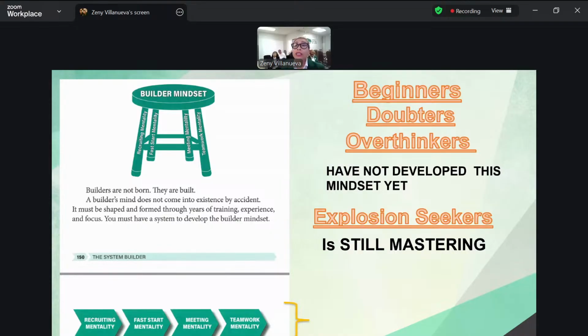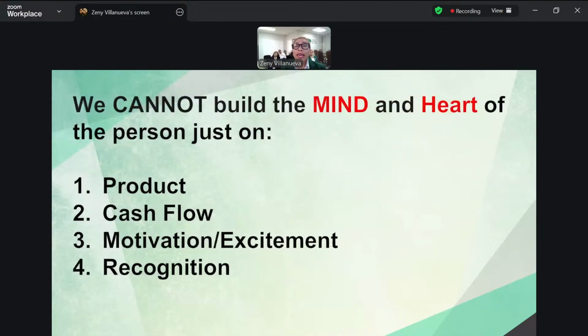Beginners, the doubters, the overthinkers, they have not developed this mindset yet. The explosion seekers are still mastering this kind of mindset. And this is not overnight. This is a process. We cannot build the mind and the heart of a person just based on what? Product. If we focus so much on product to build a person, it's not going to last.